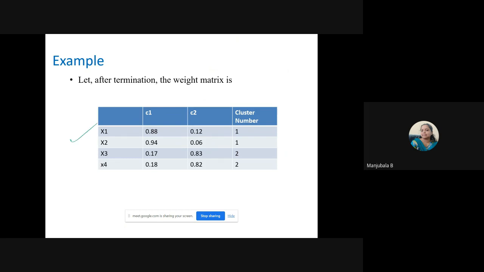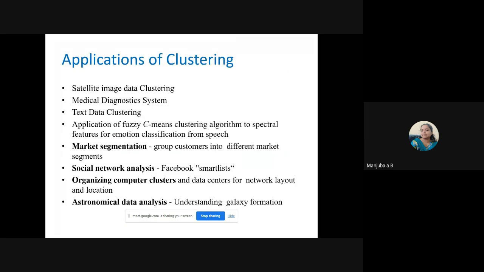So in this way, if you have n number of data points and you have k number of clusters, then you are partitioning, or grouping, the n number of data points into k number of clusters, right? So these are some of the applications of clustering.